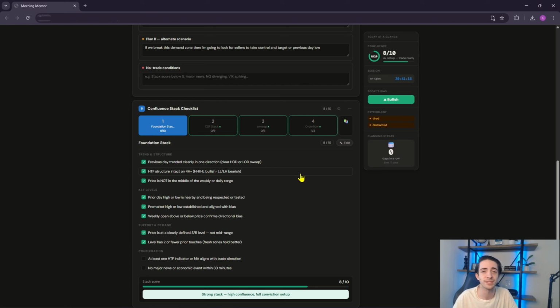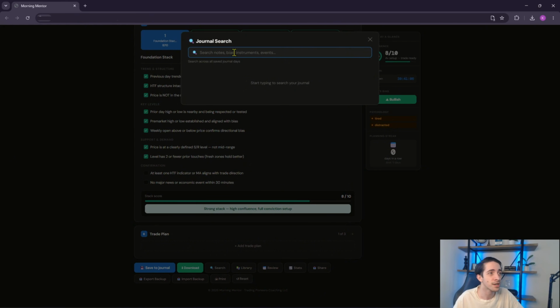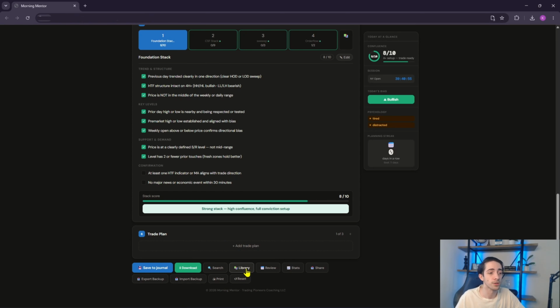Use your Confluence Stack. The Confluence Stack is the best part, in my opinion, of this. I do think everything is extremely important and helpful. You can also search by keywords. Like let's say you traded 2 or 3 months with this, right? You could look up CPI, and every time you mention CPI, it's going to show up in your search tab. We have our library, again, that's for our Confluence Stack.